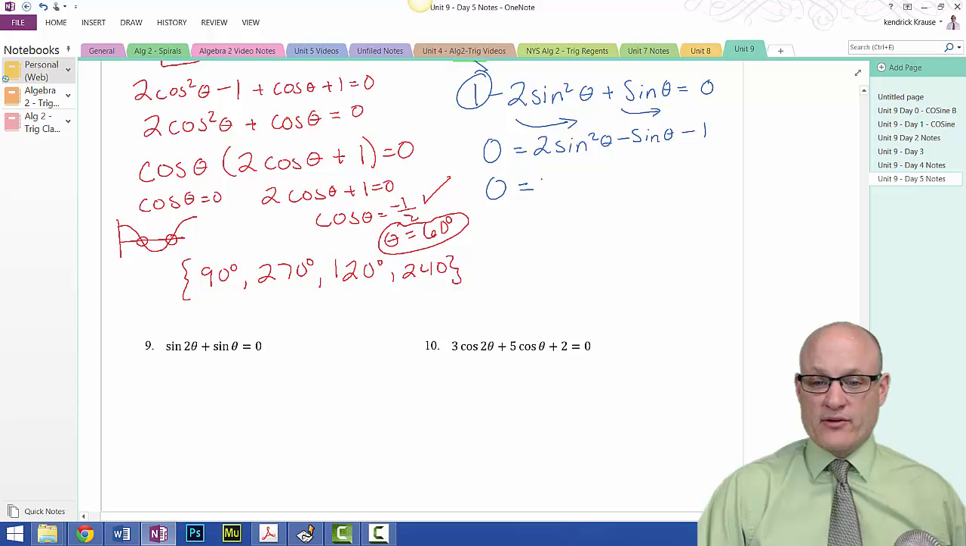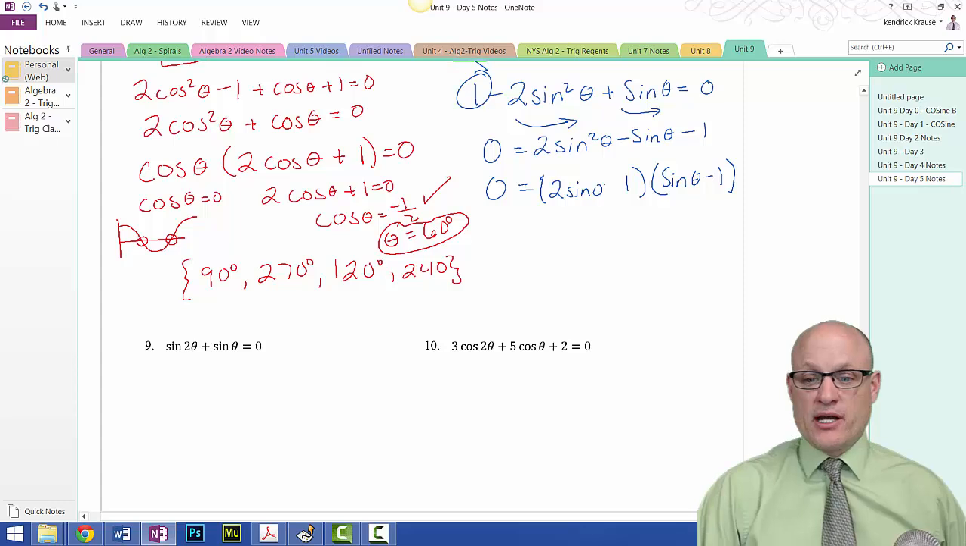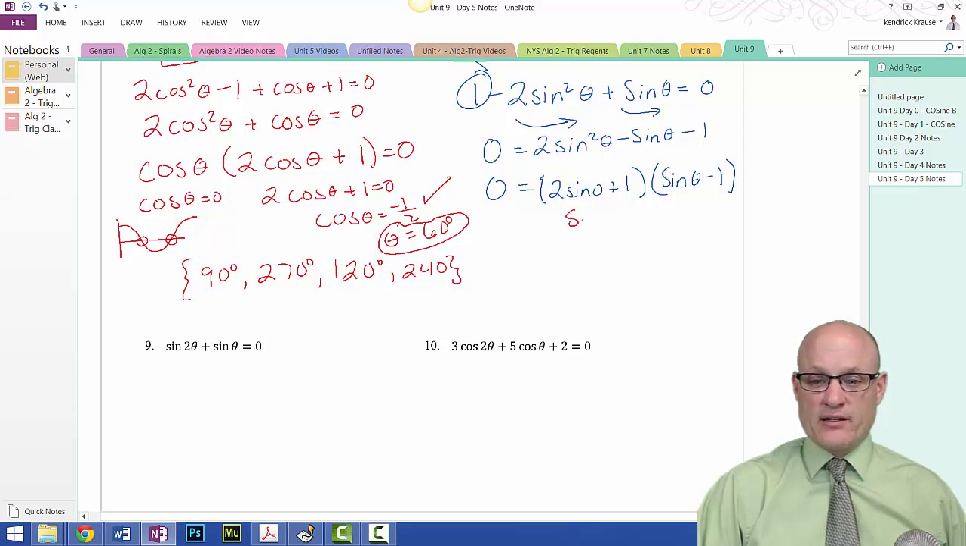So I'm going to factor this into 2 sine theta, and since it's 1, I know the ends have to be 1, and sine theta. This has to be a 1, and this has to be a 1. Since I want them to add up to negative, I'll put the minus here and the plus here. Hopefully you're getting that. This one gives me sine theta equals negative a half, and this one gives me sine theta equals positive 1.